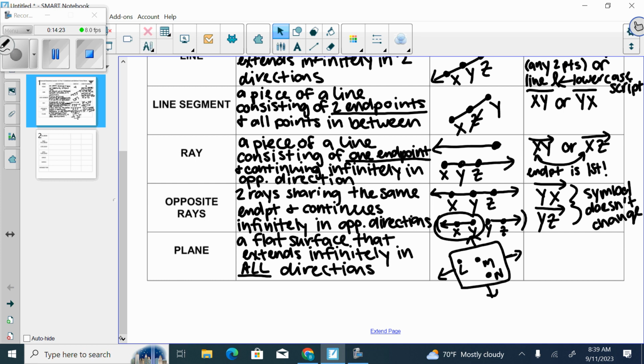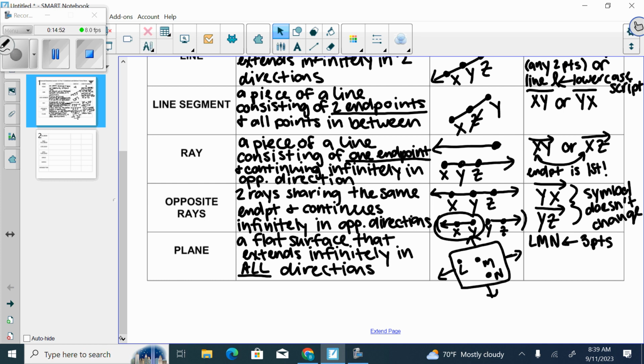To name a plane, you have to use 3 points. Okay? So if there were more than just these 3 points, you could pick whichever ones you want, and it doesn't matter which ones you put first, last, in the middle. You just pick 3. Right? So this could be L, M, N, or any combination of those letters. If you wanted it to be N, M, L, it could be N, M, L. But it just has to be 3 points.